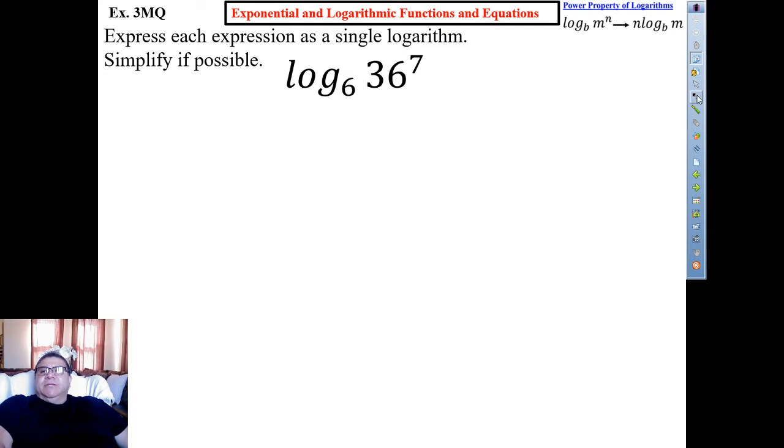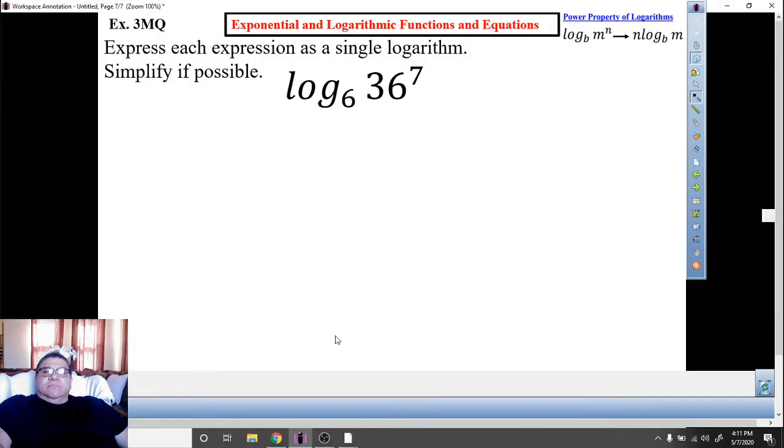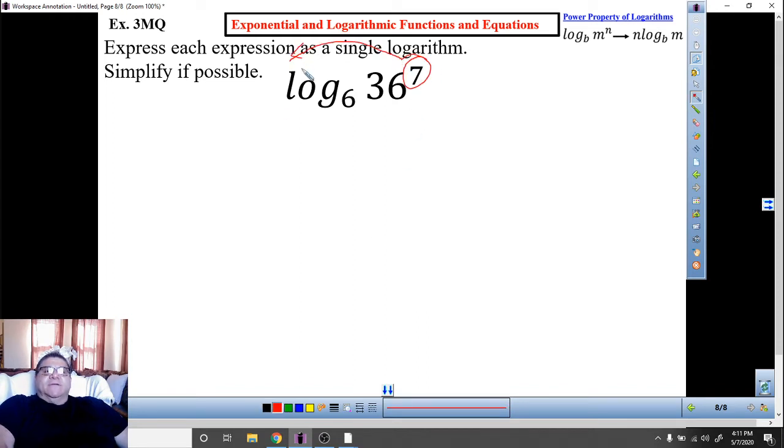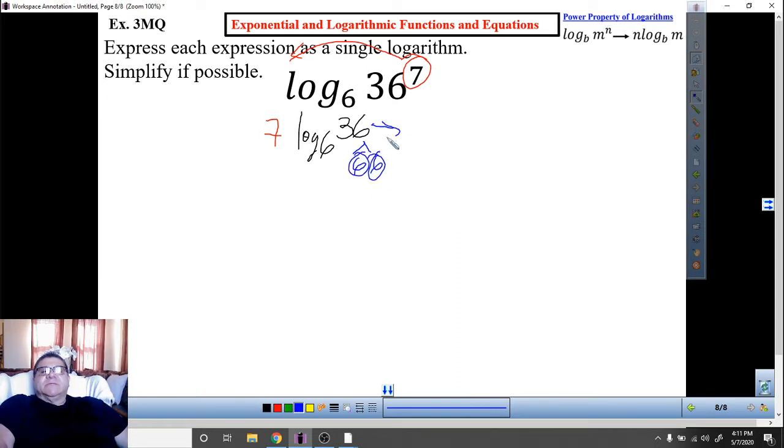Alright, let's see how you did. So, power property of logarithms. So what happens to this exponent? We send it as a factor. So that's 7 times log 6 and with the given number 36. So question, can we write 36 to the base 6? Yeah, 6 times 6. All right, so that means this is what? 6 to the second power.